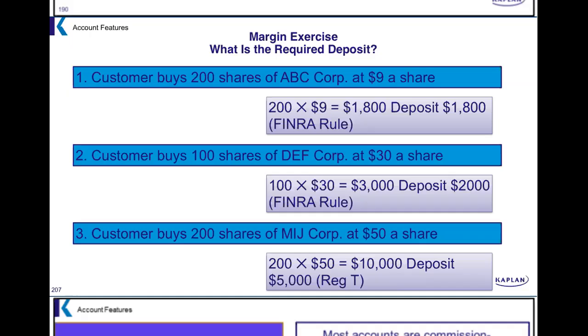Then we have a customer buying 100 shares at 30 a share. That's $3,000. Reg T says we must deposit up to 1,500, but that does not meet the FINRA requirement of 2,000. Therefore, we must at least deposit the FINRA requirement of $2,000. Customer buying 200 shares at 50 a share. That's $10,000. Reg T says we must deposit up to 50%, which is 5,000. This does meet the FINRA minimum. Therefore, the customer would deposit 5,000, allowing them to margin the other 5.